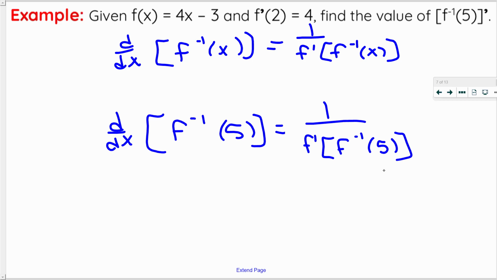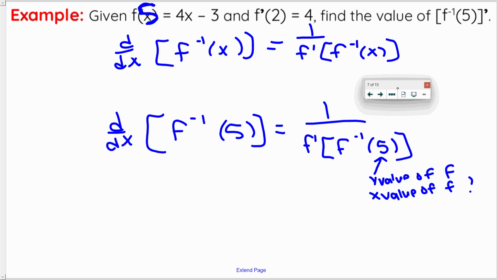Okay, so f inverse of 5. So this is a y value of f of x. So I want to know the x value of f that goes with it. Okay, so if I look over here, I know that f inverse of f. So to find that out, I'm going to plug in 5 for my x value. So this is my y value of f. So I'm going to plug in a 5 here, and I want to solve for what my x value is. So I'll just do that over on the side here.